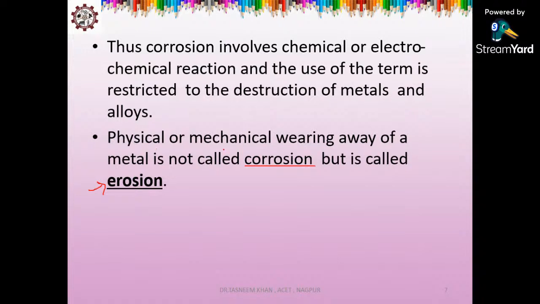So any physical or mechanical wearing, for example, if you do the continuous scratching of the metal surface with a metallic wire brush, so what you're doing is eroding the metal.